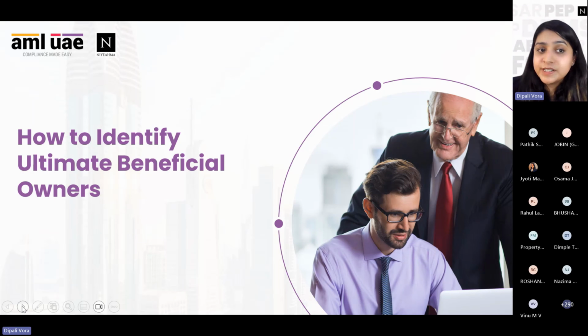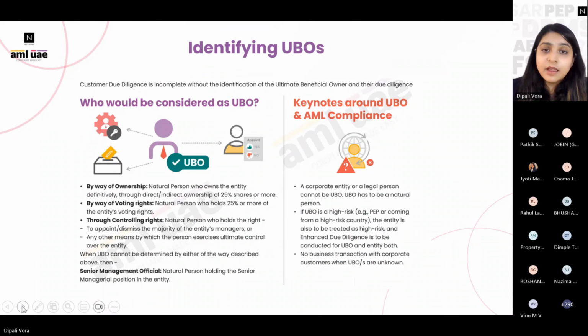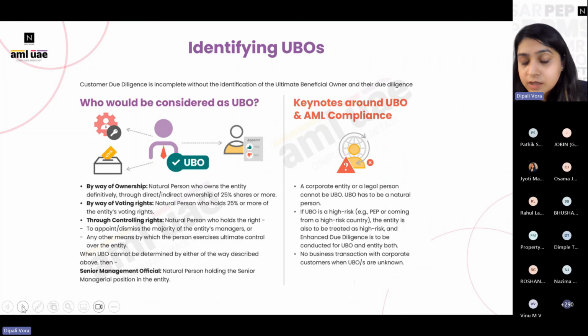So the next topic that we are going to discuss is how do we identify the ultimate beneficial owners? To identify ultimate beneficial owners, it is important that we have the memorandum of association and articles of association, which will help us understand who the UBO is. There are around four methods in which we can identify the UBO. First is by way of ownership. Ownership means the person who is holding more than 25% of the shares in the company, directly or indirectly, can be construed as the UBO of the company.